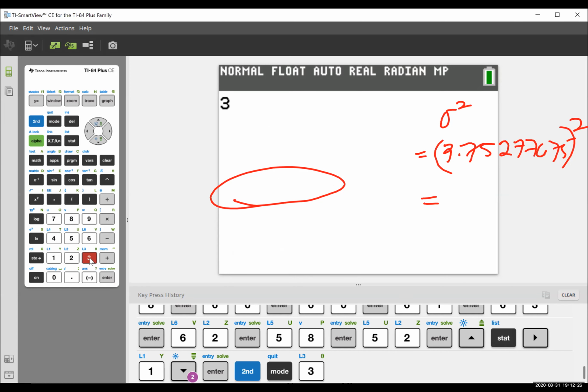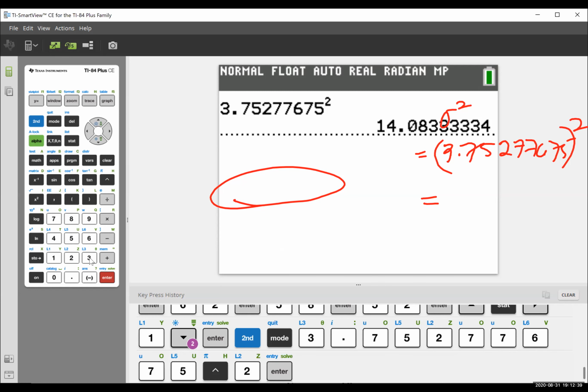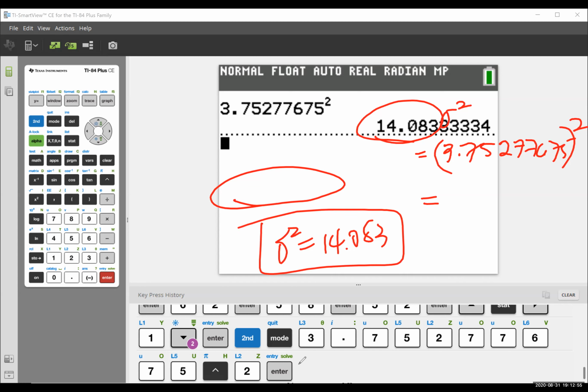So 3.752777675, square it, and you'll see that the answer is 14.083, and that is what we want. The variance is equal to 14.083. It's a lot easier, right? And you can always do this all the time.